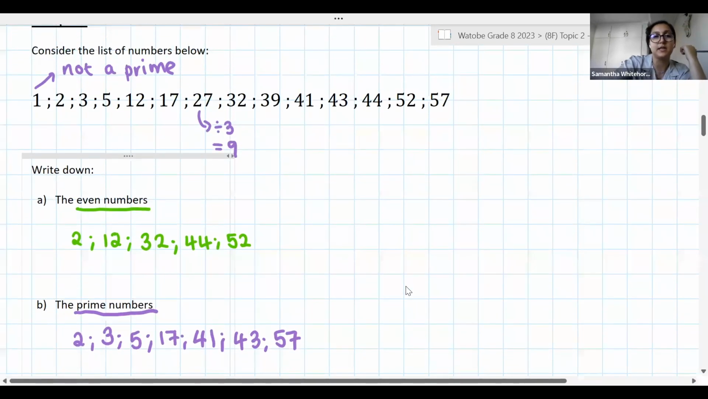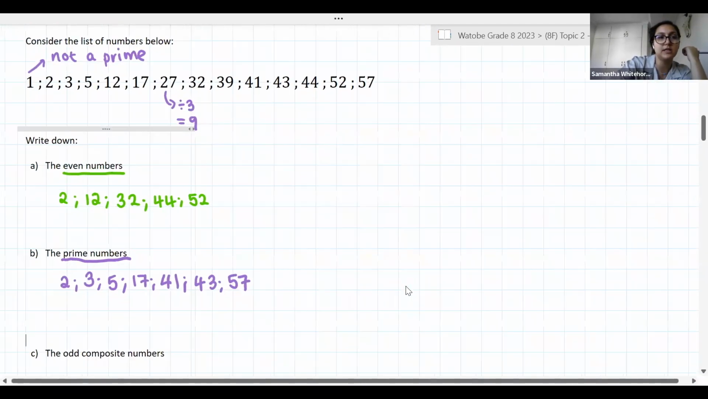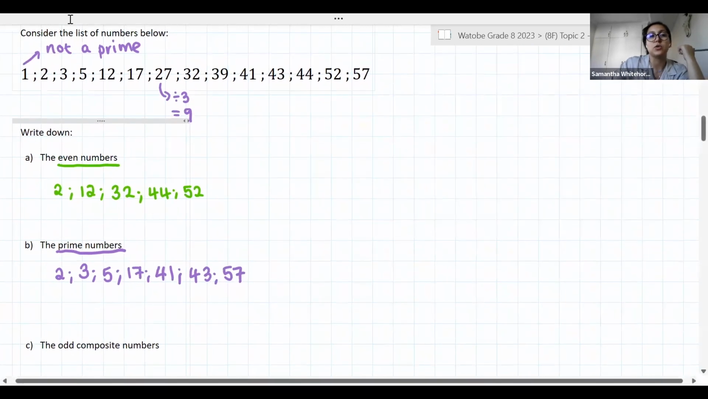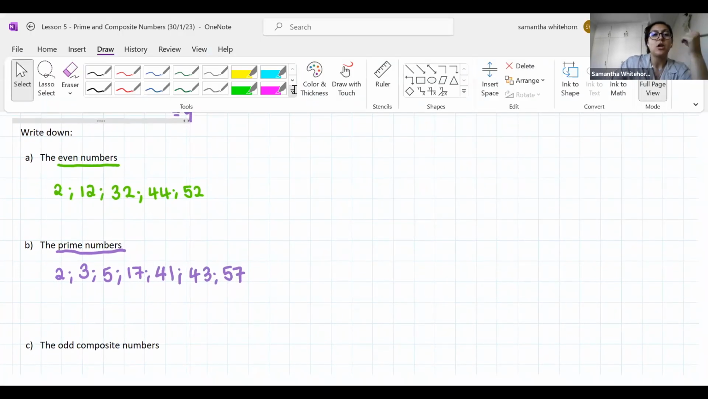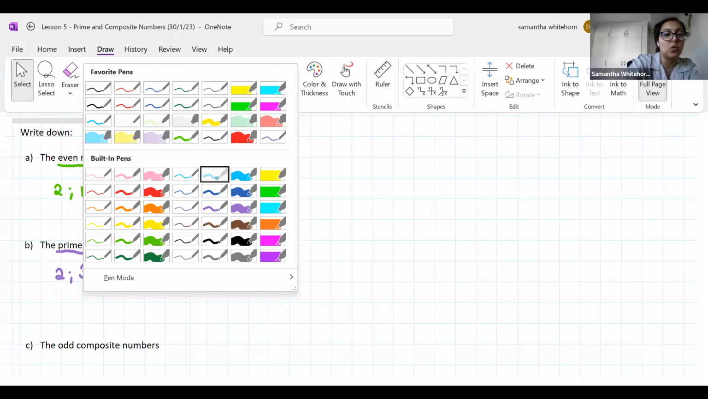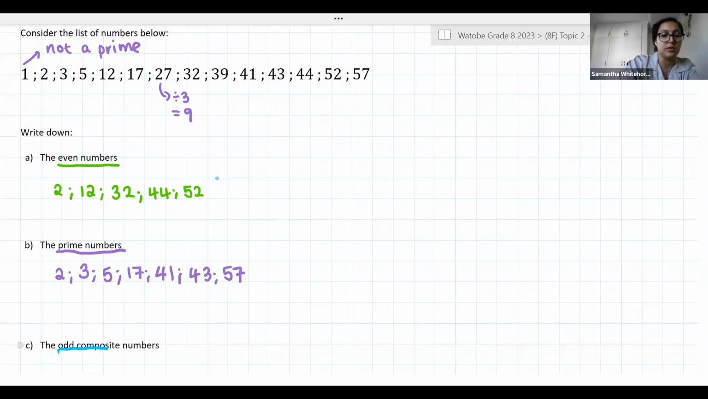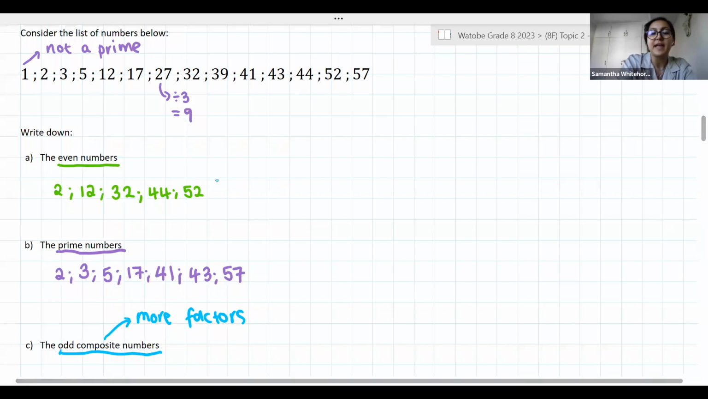Okay, so question C, let's make this a touch smaller so we can still see our list. Question C is now also quite specific, so we need to be careful. Question C is asking us to list all of our odd composite numbers. So firstly, remember your composite numbers are ones with more factors than just one and itself. And we only want the odd ones there. So take a careful look at the list and have a think of which ones are your odd composite numbers.